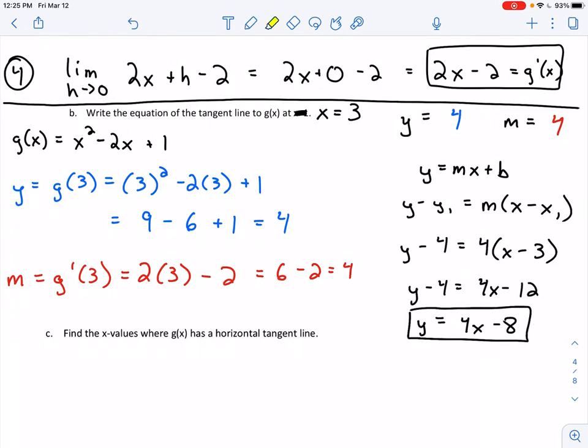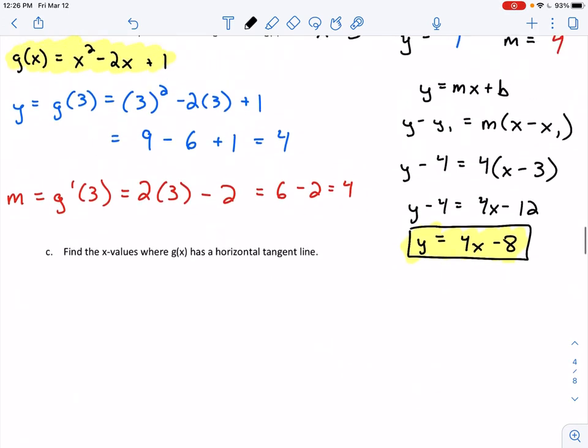So if we were to sketch the graph of our function g of x equals x squared minus 2x plus 1, along with the equation of the line y equals 4x minus 8, we'd see that we have that line being tangent to our graph at the point x equals 3. I'm going to go ahead and post a picture of that below this video, so be sure to check that out so that you can see that we did in fact find the equation of the tangent line.